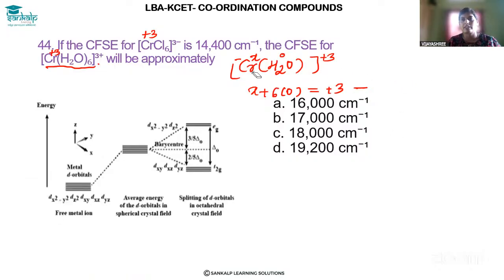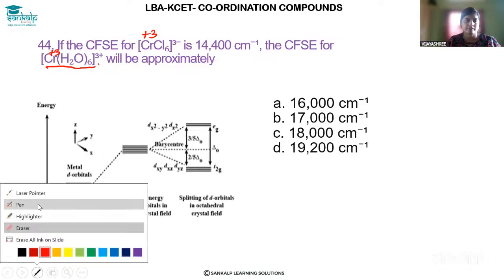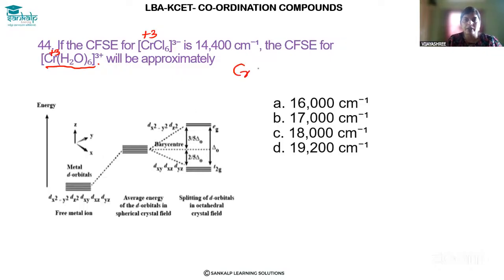Oxidation state is +3. In both complexes, the oxidation state of chromium is +3. So what is the electronic configuration of chromium +3? For neutral chromium, the atomic number of chromium is 24, so its electronic configuration will be argon 4s1 3d5, the configuration of neutral chromium.